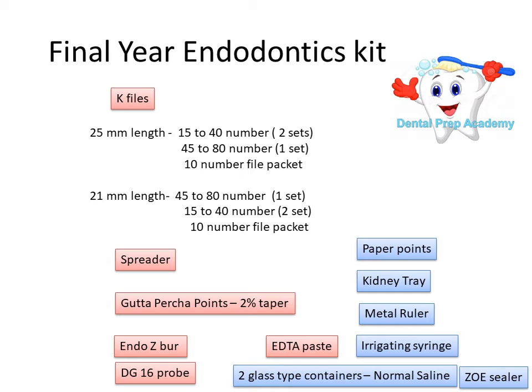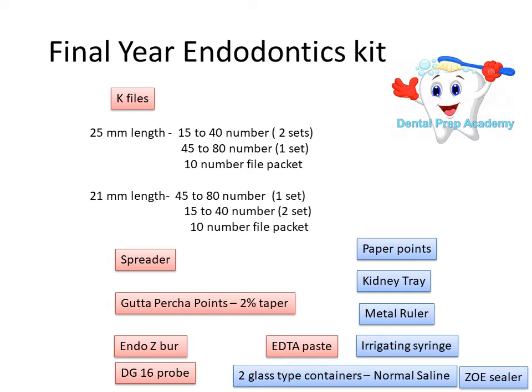Now you can also see that 10 number file is not there in these packets. So 10 number file packet I recommend you to buy separately. Moreover, 10 number files can be of use whenever you are trying to bypass an instrument or to correct some endodontic mishap that has happened. So like when you have 15 to 40 number, 45 to 80 number and 10 number file packet, I think you have everything to go.